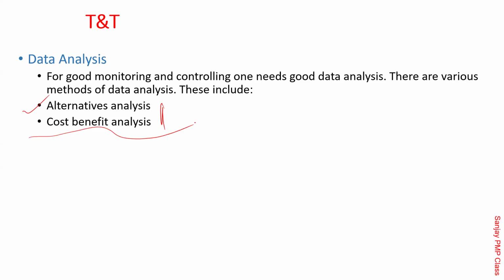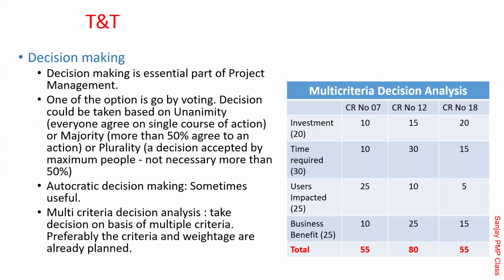Obviously, whenever there are alternatives, you need to do cost benefit and then decide which things to approve. We spoke about the multi-criteria decision analysis technique, which means there are weightages. For example, for CRs, investment had 20 points, time required was 30 points, users impacted was 30, business benefit was so much. So basically, something which was very quick was more important. Time required was of maximum importance there. Investment was not that important for them. Then they gave a separate weightage for each of those, added them and said this is the best CR to be approved.